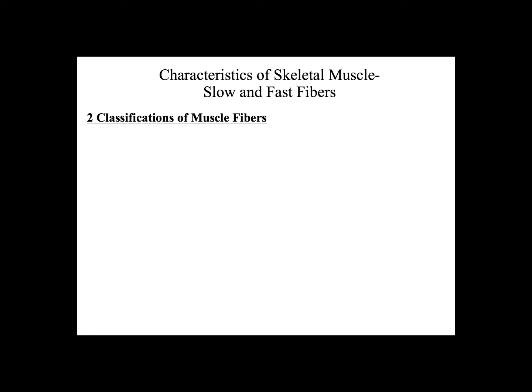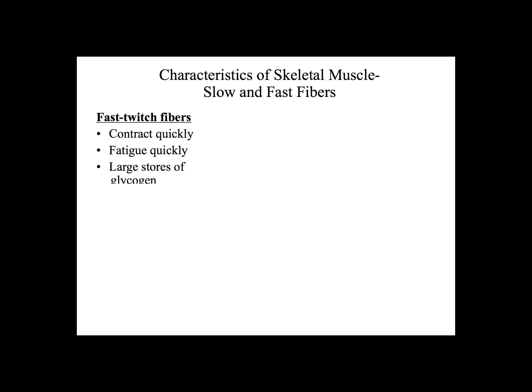Hopefully you understand that when muscles contract, they generate a force. So let's take a look at the two classifications of muscle fibers that help generate this force. The first type of muscle fiber is called a fast twitch fiber. The second type of muscle fiber is called a slow twitch fiber. Fast twitch fibers contract quickly, which means that they're used for explosive movements, and because of this, they fatigue quickly. Fast twitch fibers are also large storages for glycogen. Glycogen can be converted into glucose, and glucose is used during cellular respiration for the production of ATP.